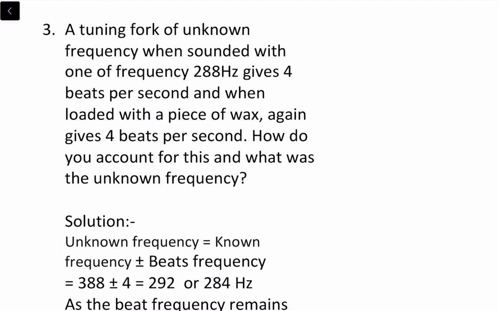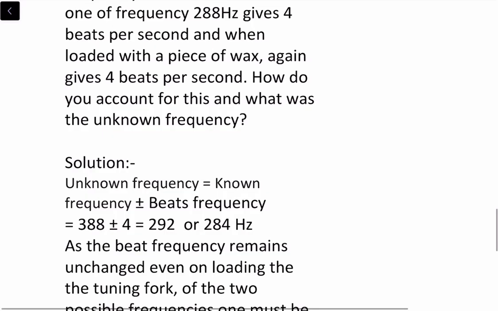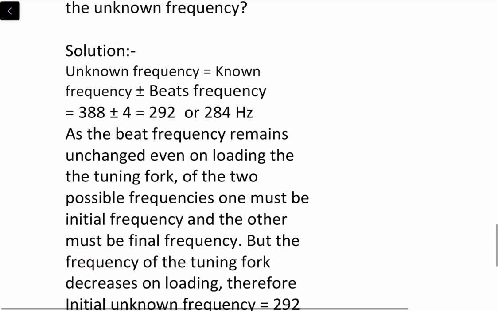Okay, so now let's see another problem, problem number 3. A tuning fork of unknown frequency when sounded with one of frequency 288 hertz gives 4 beats per second, and when loaded with a piece of wax again gives 4 beats per second. How do you account for this, and what was the unknown frequency? These two problems, second and third, were asked in JEE. So these are very important.